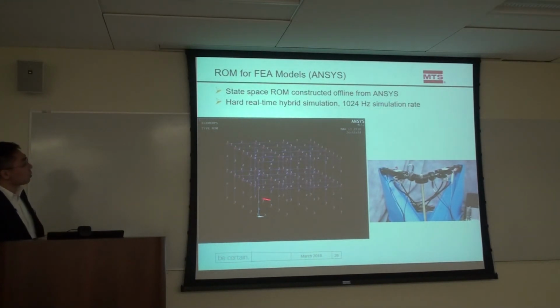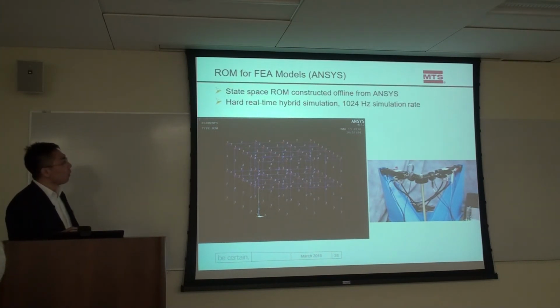For example, this is one of the demo examples we run in our lab. We have a very small column dummy specimen there for testing the methodology, and we construct an ANSYS model with only a single column being tested. Everything else is modeled. If you want to run this model for hybrid simulation, there's no way you can do real time. This model runs very slowly.